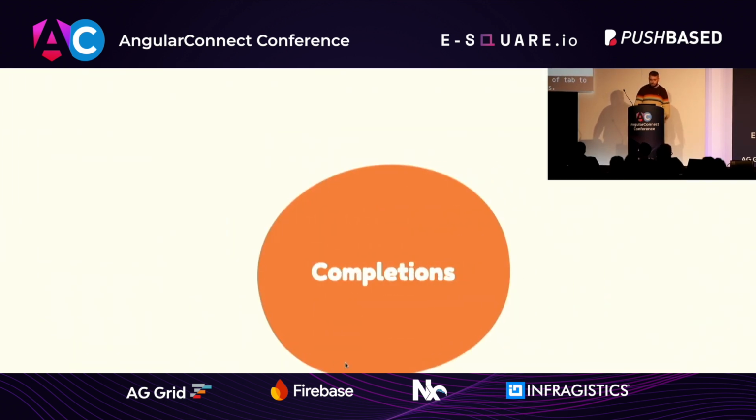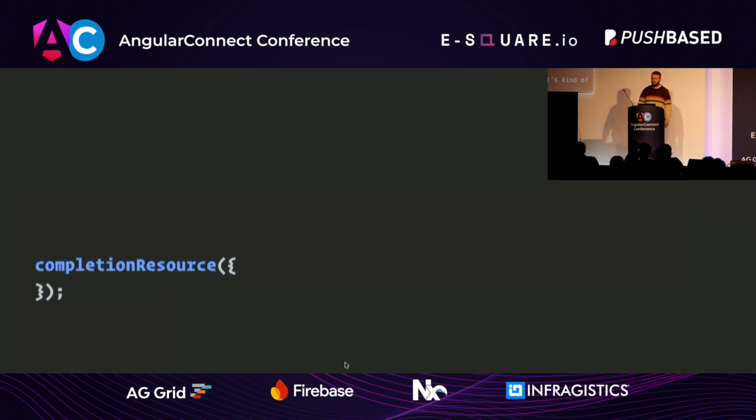So let's see how some of this code works. It starts off with a completion resource. Hashbrown is leveraging the new resources API. Even though it's experimental, we think this is the right primitive for consuming AI completions inside of your application.